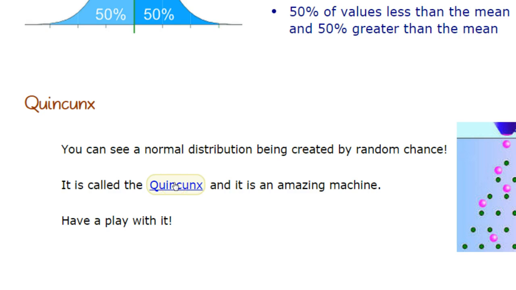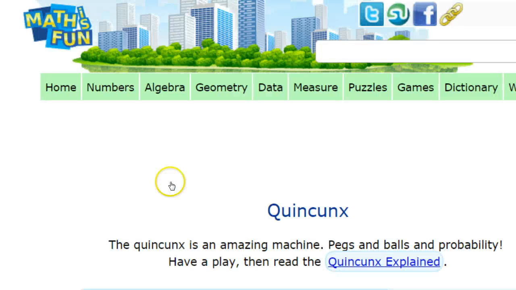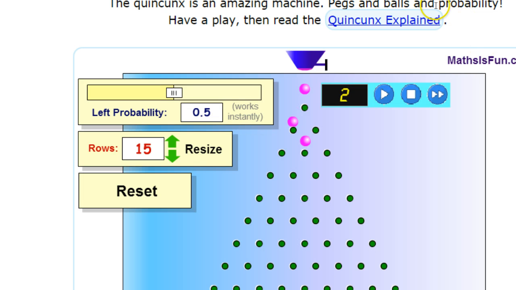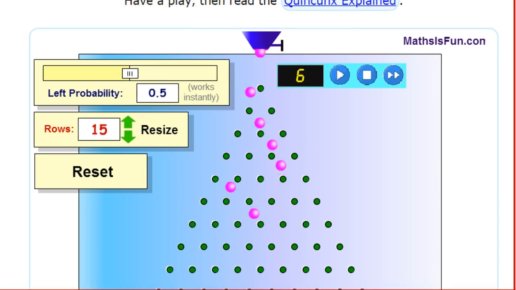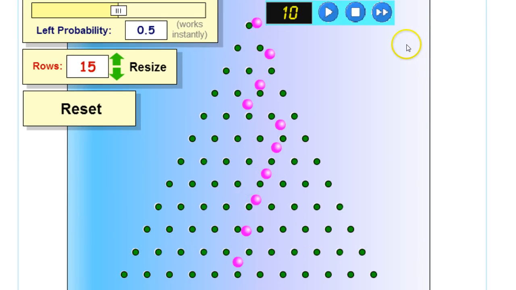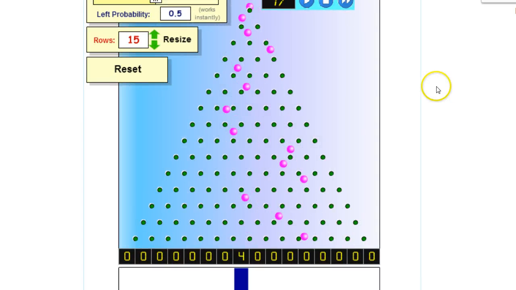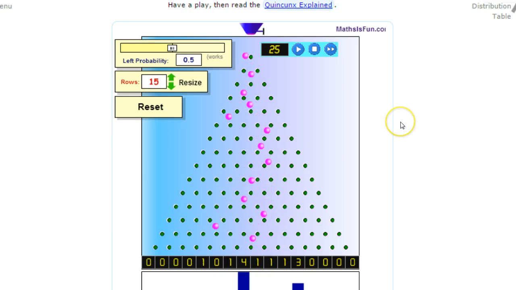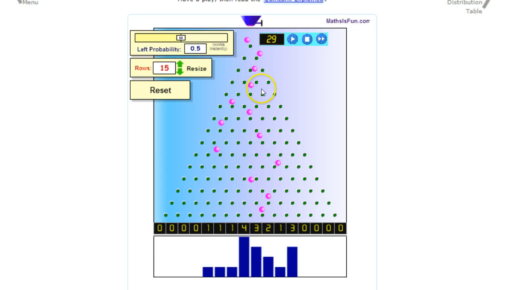Now, here's a really cool thing. It's called the quincunx, and it talks about how we go from a regular distribution to an actual type of distribution. Let me move this a little bit so you can actually see this. And here's an actual quincunx, and a quincunx is a probability machine, and it's a binomial situation. At each point the ball has a chance to fall left or right, and it has the same probability.